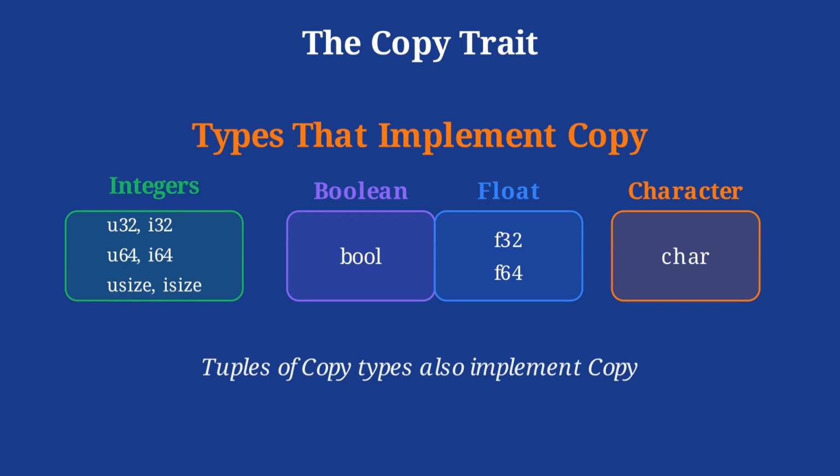There's one more interesting case. Tuples of Copy types also implement Copy. So a tuple of two integers is a Copy type. But here's the catch. If any element of the tuple is not Copy, like a string, then the entire tuple cannot be Copy. One non-Copy type ruins it for everyone.